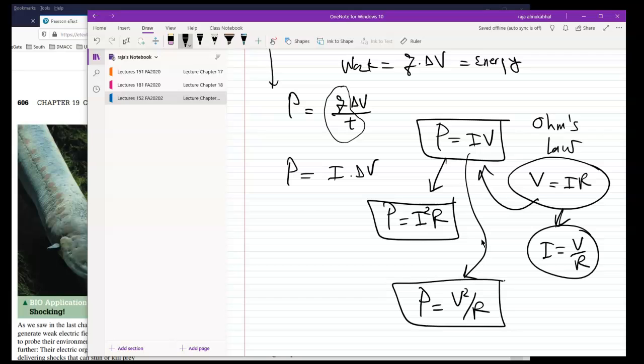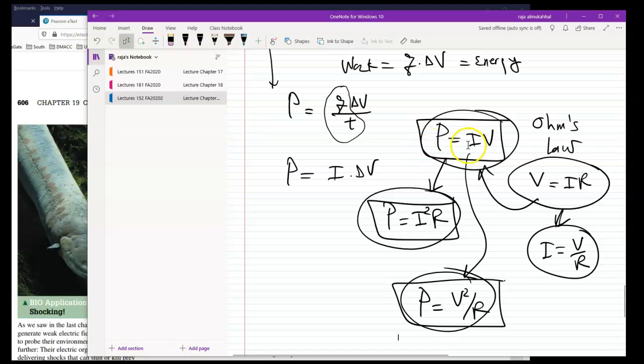And I get those famous three relationships. This one here, and this one here, for the power. They're all equivalent because you're using Ohm's law. So power is equal to IV or I squared R, depending on what you have, and power equal to V squared over R. Again, it depends on what variables we have. Got it? Okay.